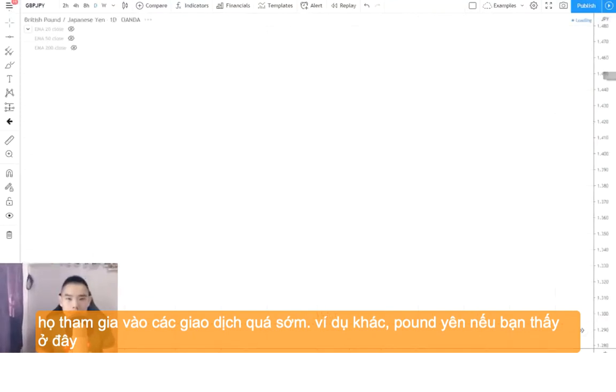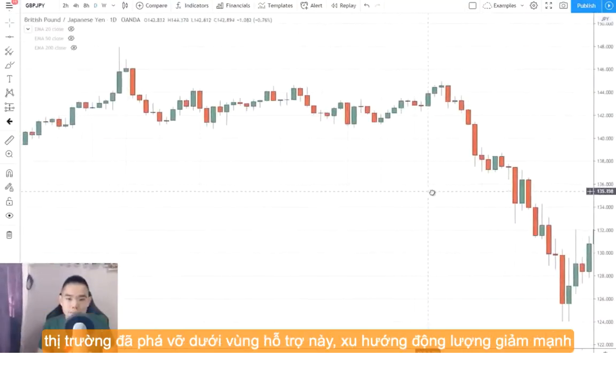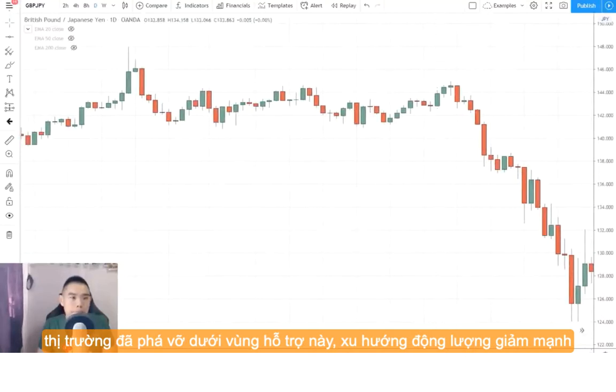Another one, pound yen. If you see over here, same thing. The market pretty much broke below this area of support.